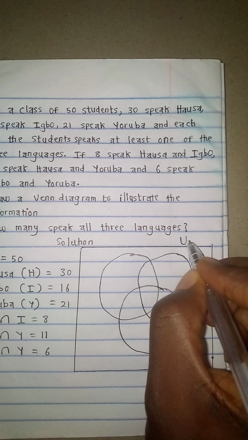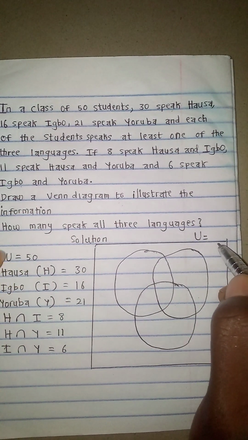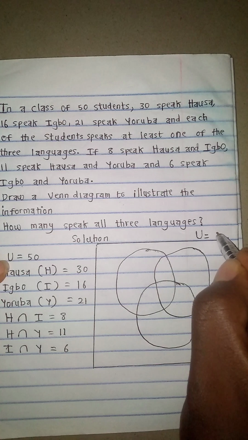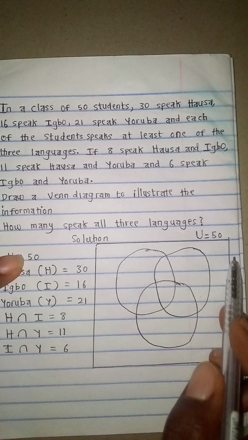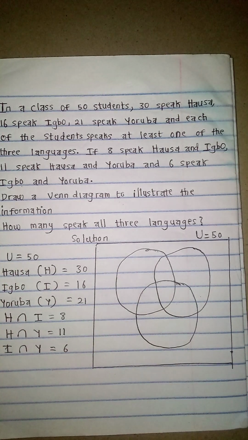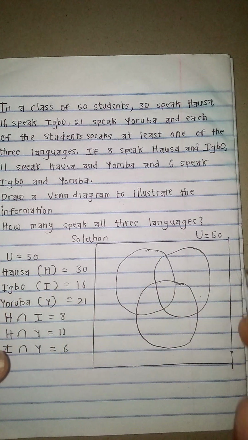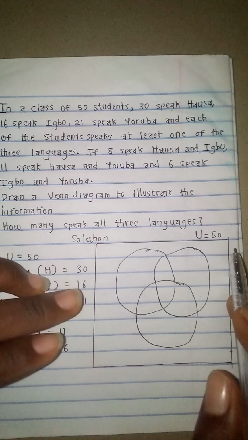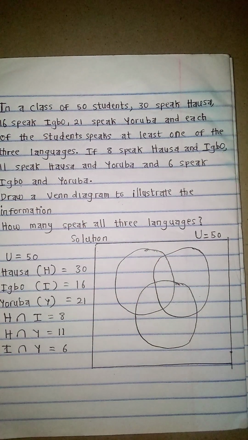So it would be written out here. And what is the value? It is 50. Yes, our universal is 50. So we'll be writing 50. That simply means everything that must be inside this rectangle must sum up to 50. Do you understand? That is what the universal stands for. That is what this rectangle stands for.